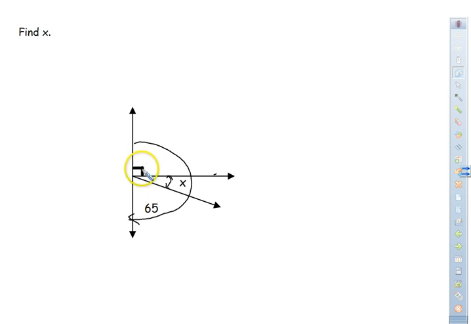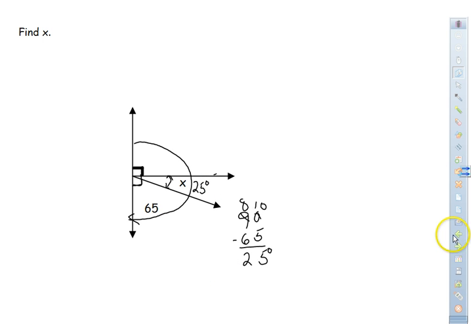Since we see that this is measuring 90 degrees with the right angle symbol, we know that this other side is also 90 degrees. So we're trying to find the complementary angle to the 65 degrees that's given. So it's a matter of, again, simply taking 90 and subtracting 65 from it, and you get a grand total of 25 degrees as the value of x.